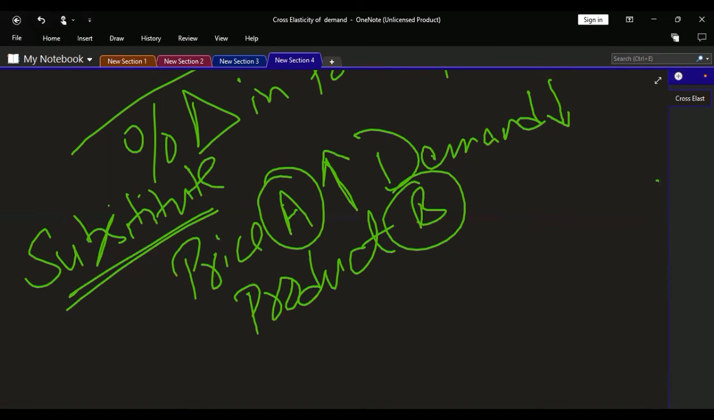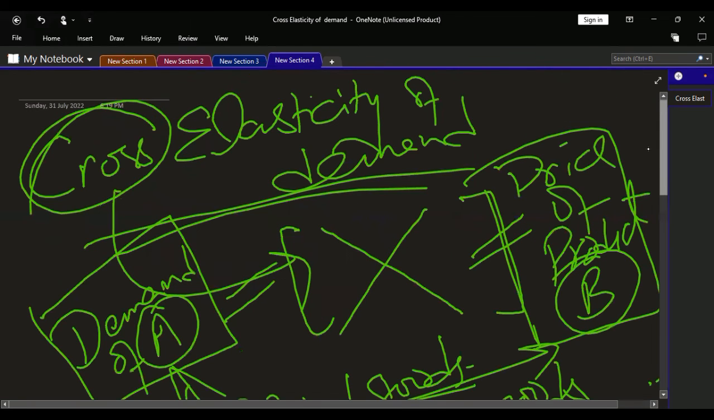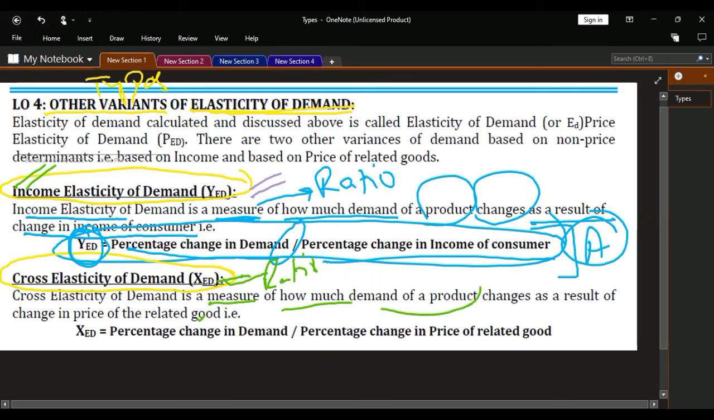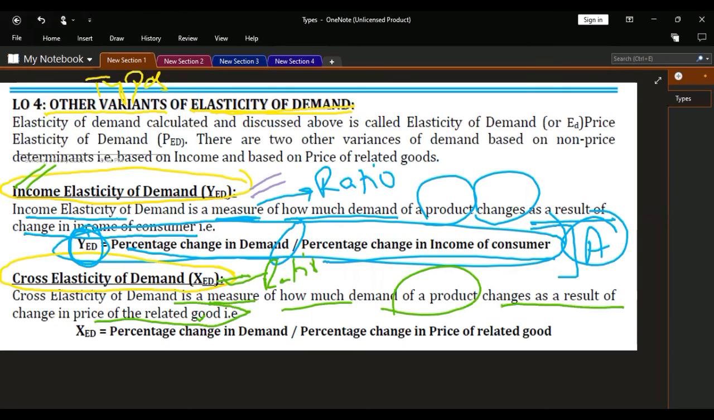So, if we compare price of B with the demand of product A, this is cross elasticity of demand. Let's study from notes. Cross elasticity of demand is a measure or a ratio of how much demand of a product changes as a result of change in price of a related good. That is, the formula will be percentage change in demand of product A to percentage change in price of product B.